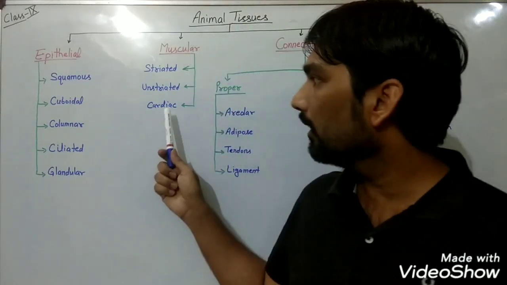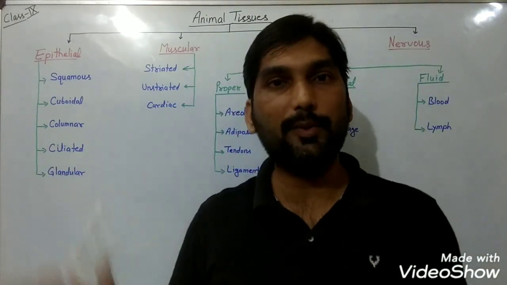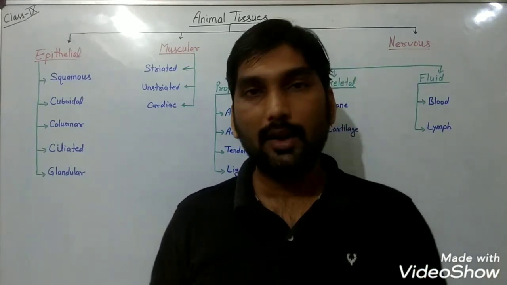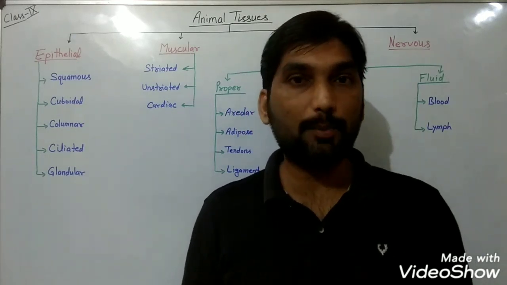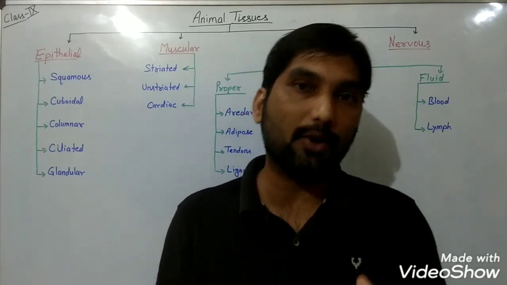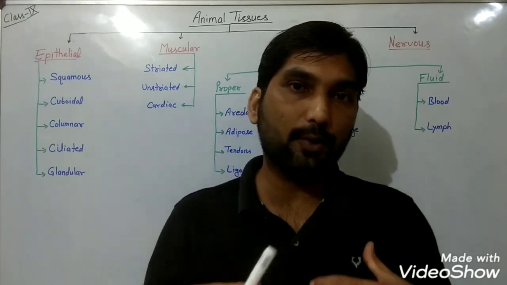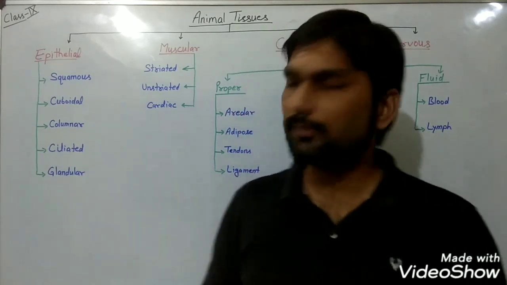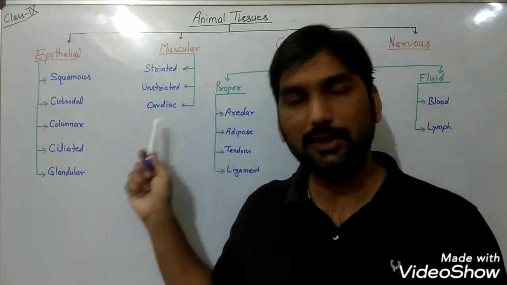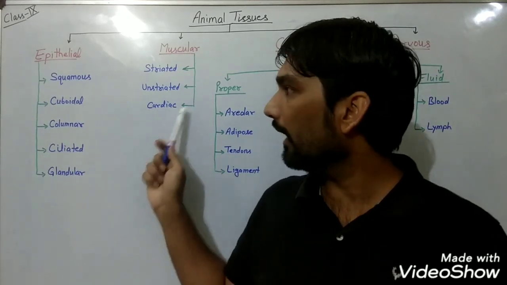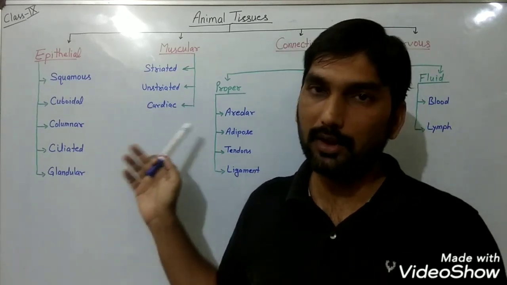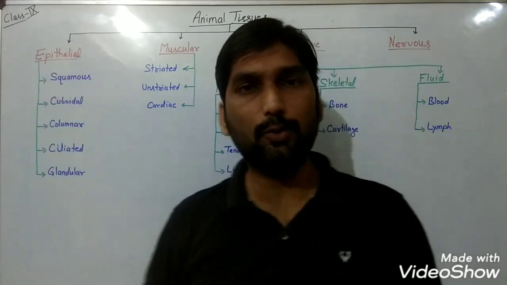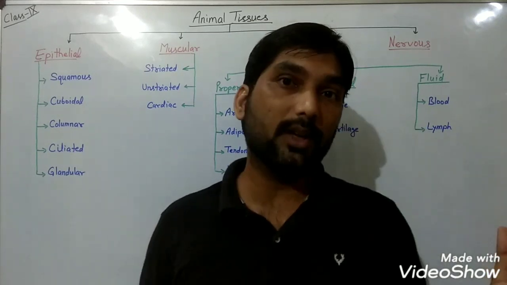And in the same way, the cardiac muscles are the muscles which are present only in the heart. As we know, the heart is a pumping organ and it does not work on our will, but it beats continuously from birth till the last breath. So this specific type of muscle tissue is present only in the heart, and that's why it is known as what? Cardiac muscle tissue.